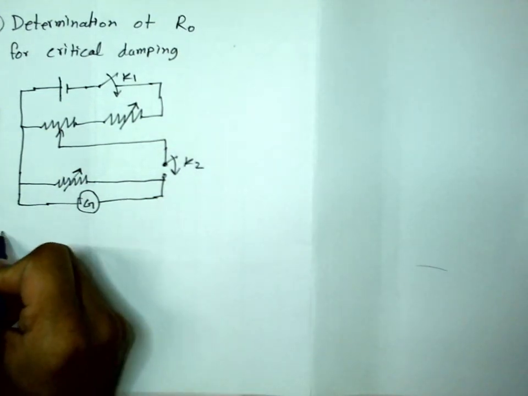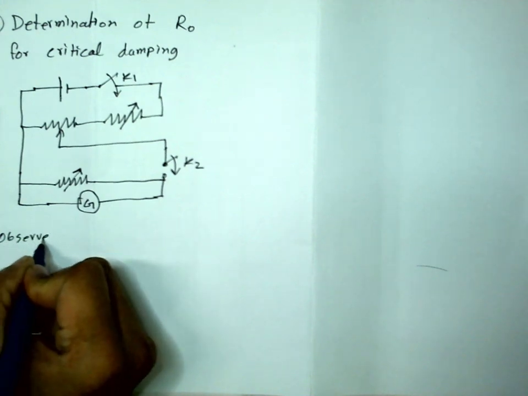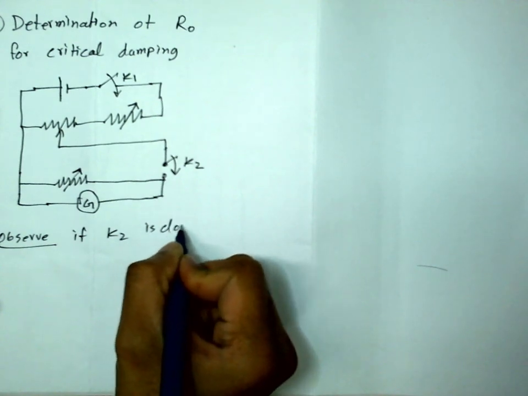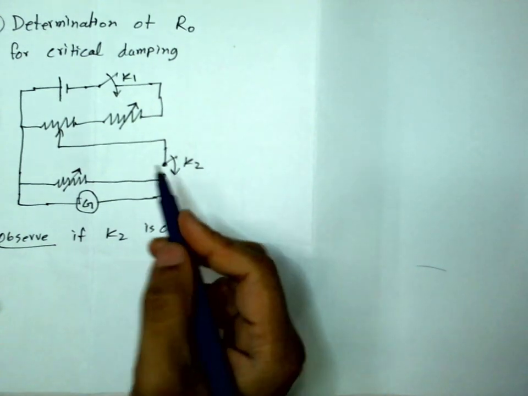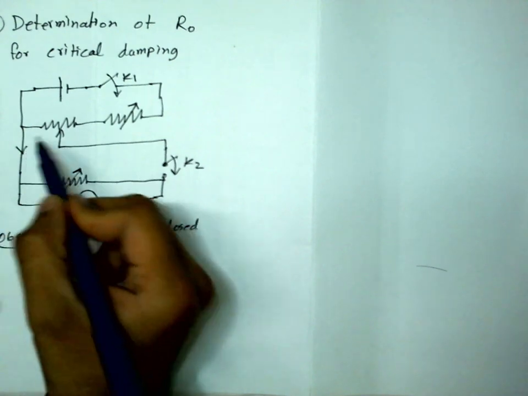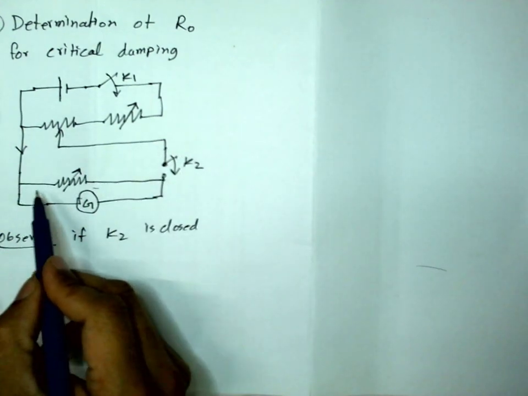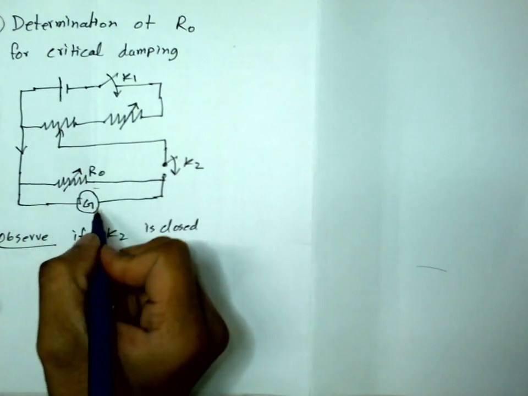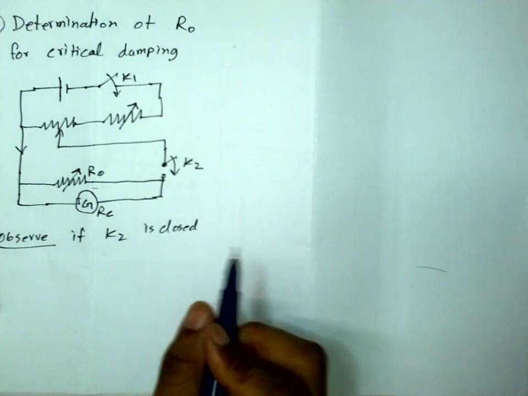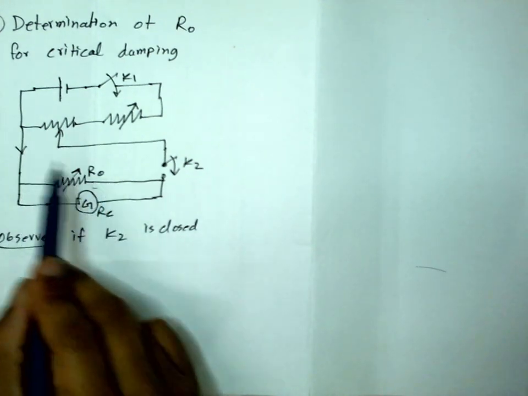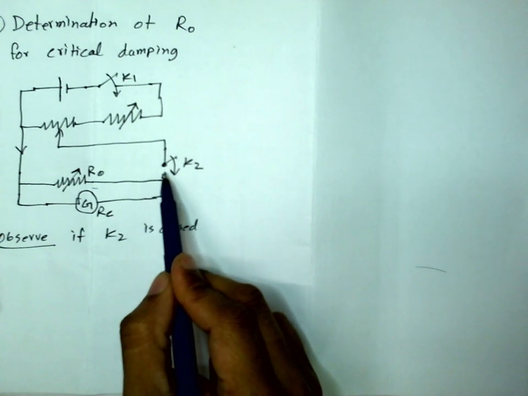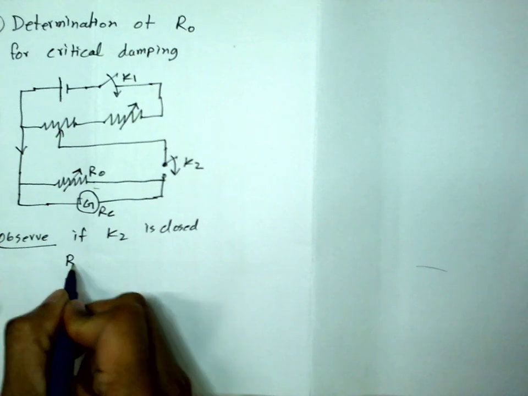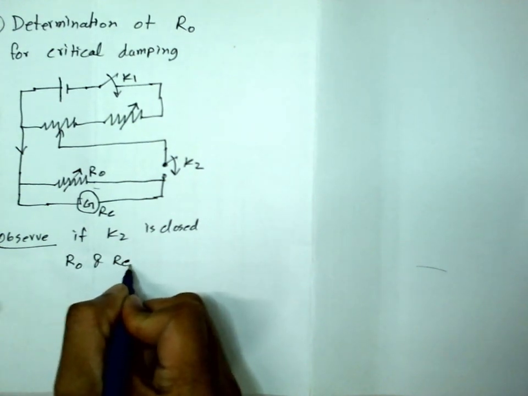Now observe, if K2 is closed, then the current that comes from here, part of it goes through this resistance. I'll call this RO, and this coil resistance I'll call RC. So part of the current goes through RO, part goes through RC. Here they join and go back together. Then RO and RC are in parallel.